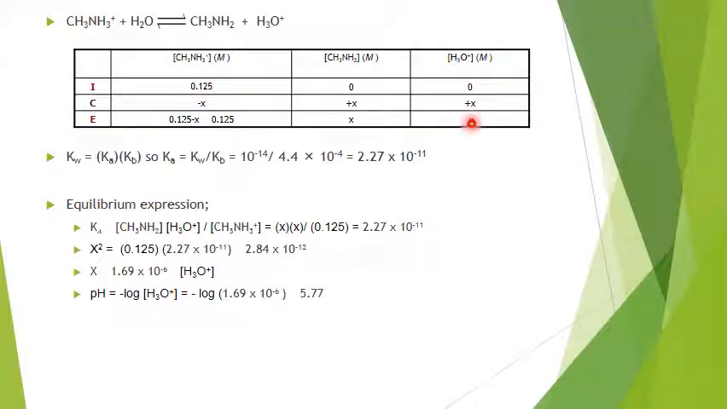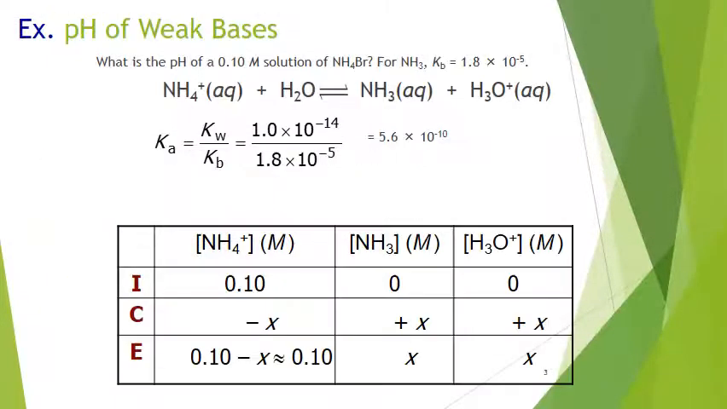We're just interested in this value, which helps us find pH, and pH is equal to minus log of that value, 5.77. Okay. All right, next problem.